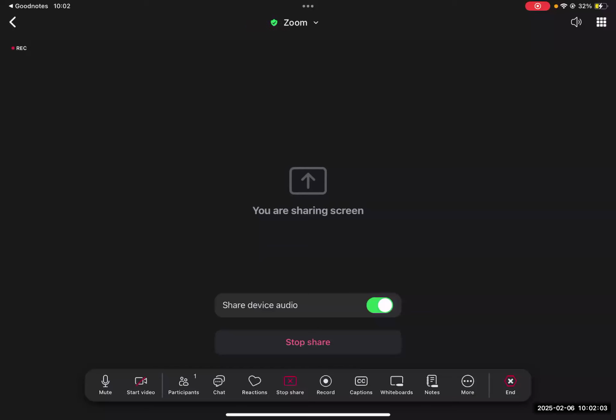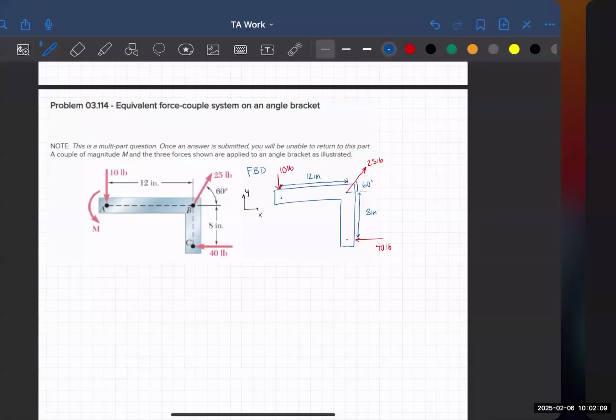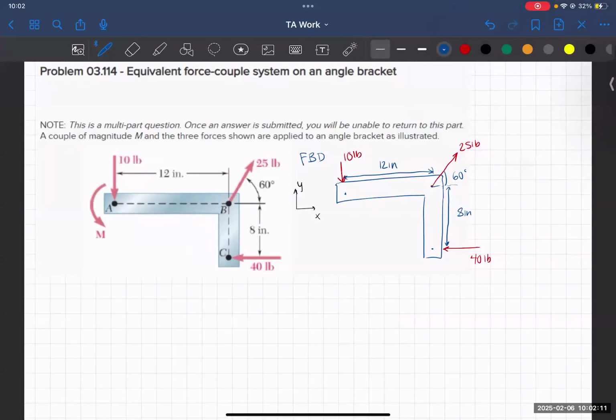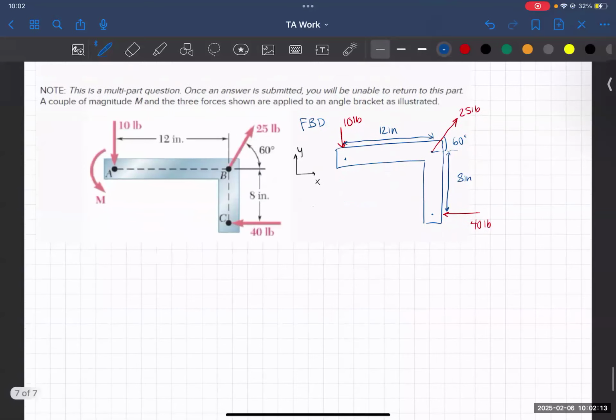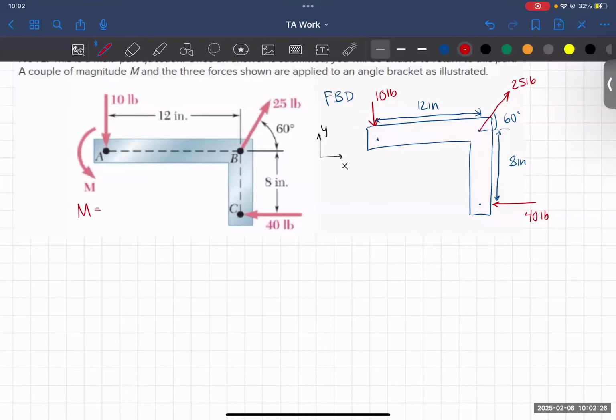Hello guys, today we'll be solving problem 3 from homework 4. Right here I just went ahead and did the free body diagram just to speed things up. Part 1 says determine the resultant of the 3 forces in pound force if M equals 115 pound inches. So this M right here equals 115 pound inches.